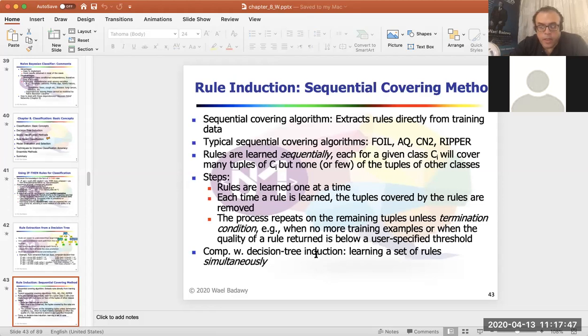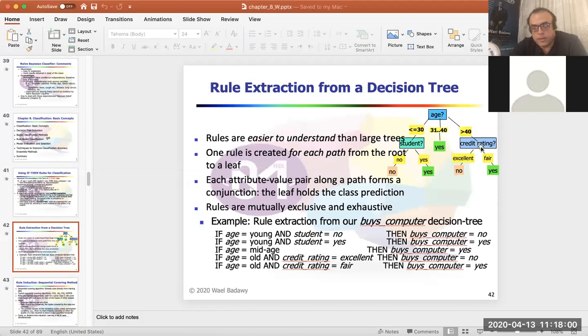So rules have different techniques, and what we are trying to explain here is how to extract the rules from the tree. Basically, I have this tree here, and I will get the first rule. The first rule will cover age, student, no, and no.